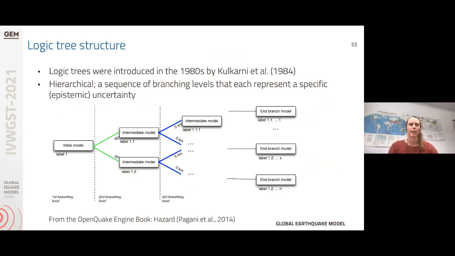So a logic tree is hierarchical, and that means that it's a sequence of branching levels, and each one is representing a specific uncertainty. So in the plot here, we start with an initial model on the left. Consider a single faulting source, and to that source, we apply two different values of dip to the fault. So now we have, in the intermediate model marked in green, two branches. Then for each of those intermediate models, we apply two different seismogenic depths. And so by the end of these two branching levels, we now have 4 end branches, 4 realizations.